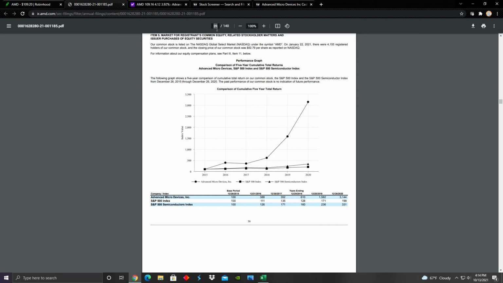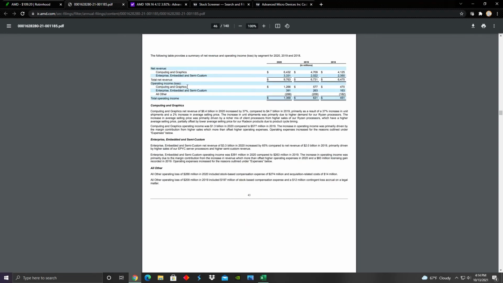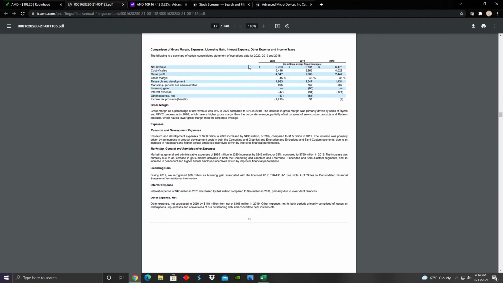Next thing that I want to look at is page 46. We can see right here a breakdown of their net revenue. Their total net revenue was 9 billion 763 million. $6 billion of that came from computing and graphics, and $3 billion of that came from enterprise, embedded, and semi-custom. Then I'm going to scroll down right here. We can see their net revenue, cost of sales, gross profit. Net revenue was $9 billion, gross profit $4 billion. Income tax provision was $1 billion.